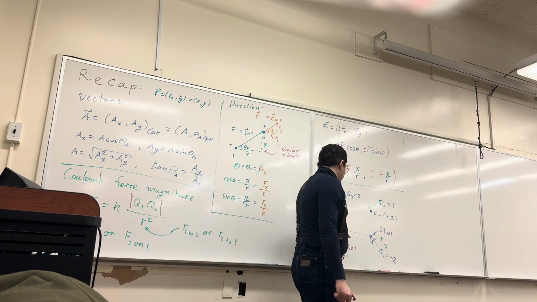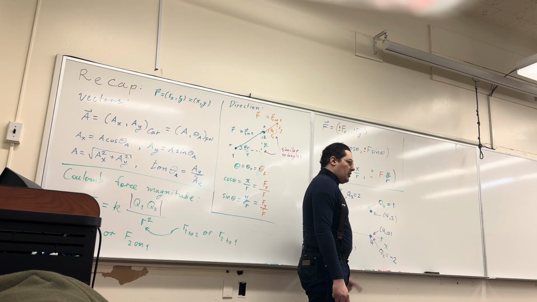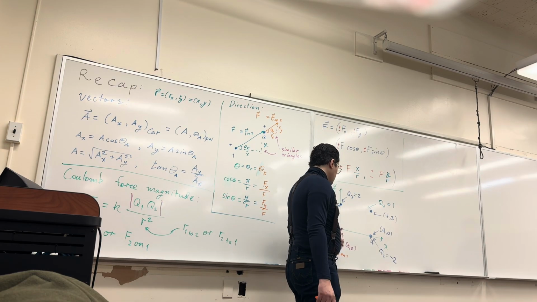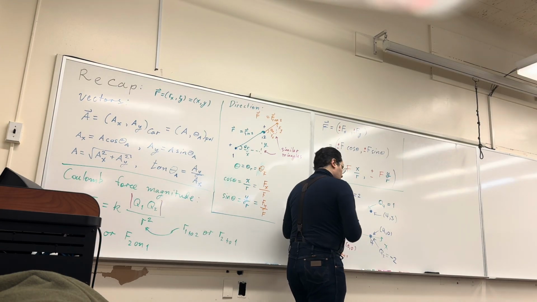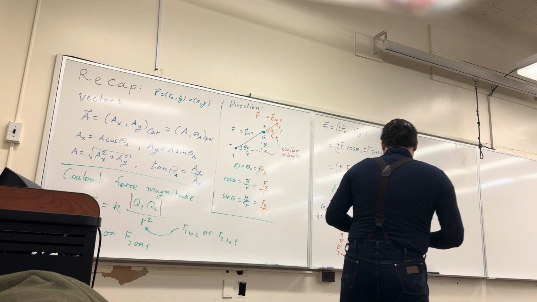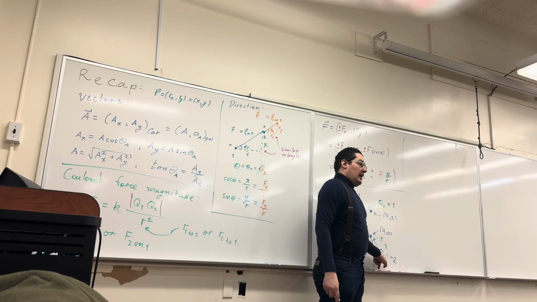Q2 and Q1. Q1 is a positive charge, Q2 has a negative charge. So is Q2 pulling or pushing on Q1? It's pulling. So in what direction should it be pulling? Now this is positive and this is negative. Opposites attract.